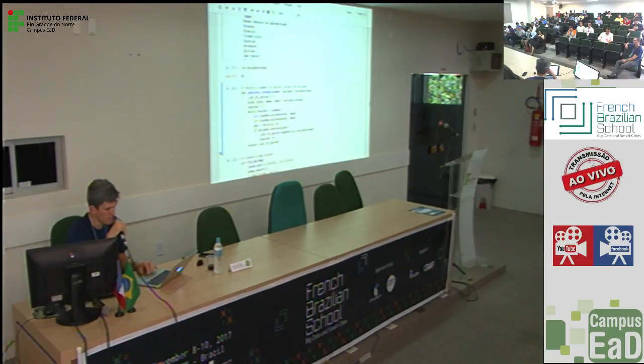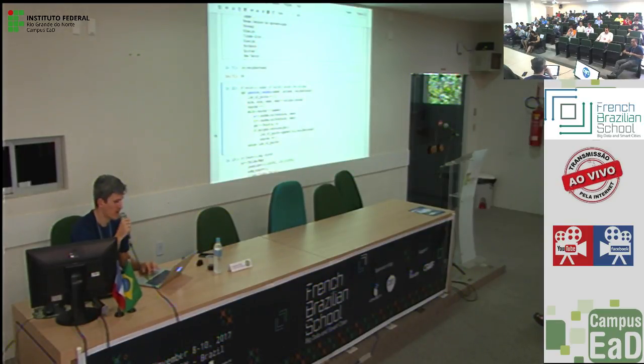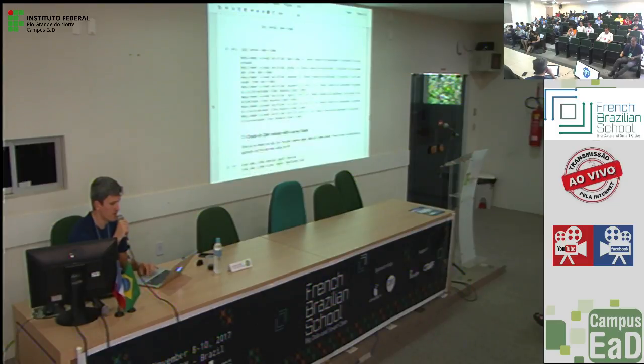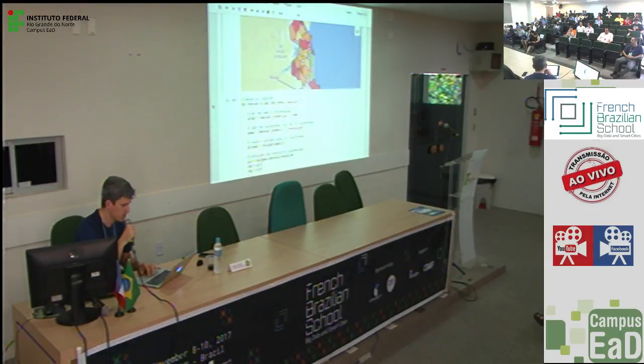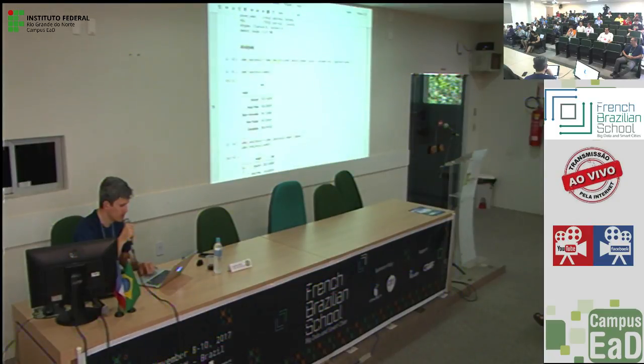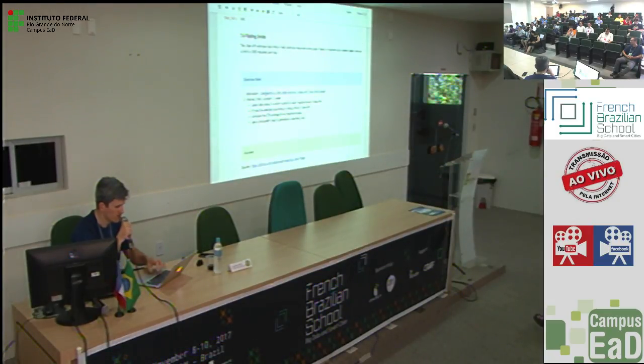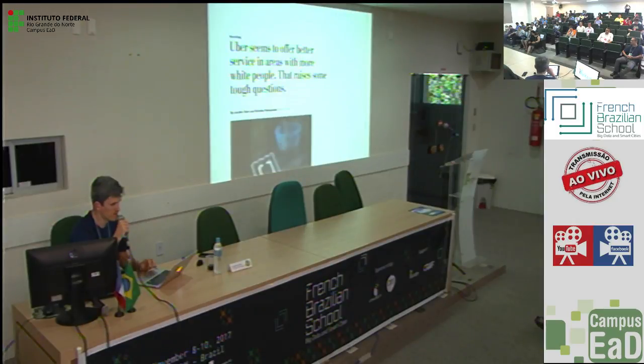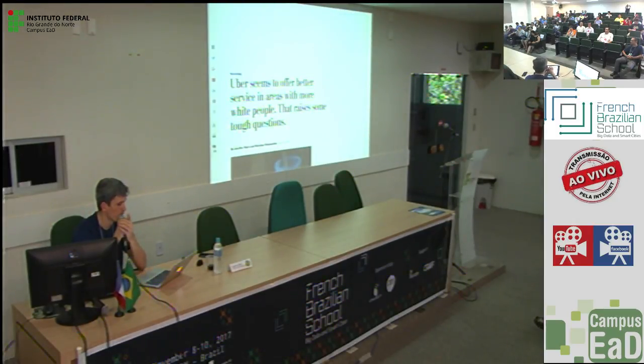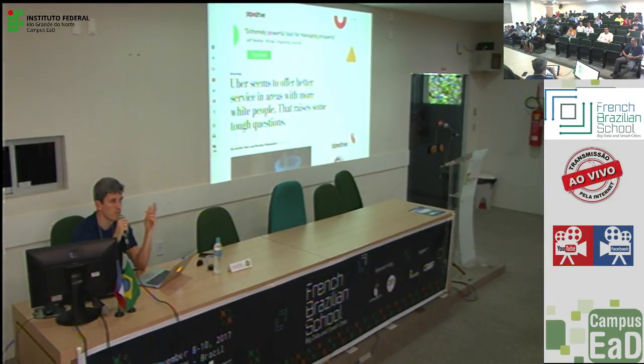So my next motivation was to create random points in Natal, because I like to make spoilers. I went back to the cell. I read this news article here that I think is very curious. In this article, the journalist writes that Uber seems to offer better services in areas with more white people than in suburban neighborhoods.